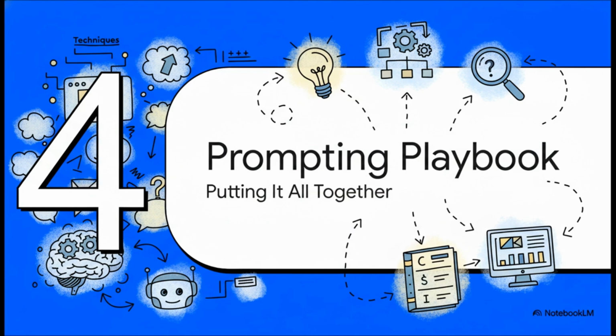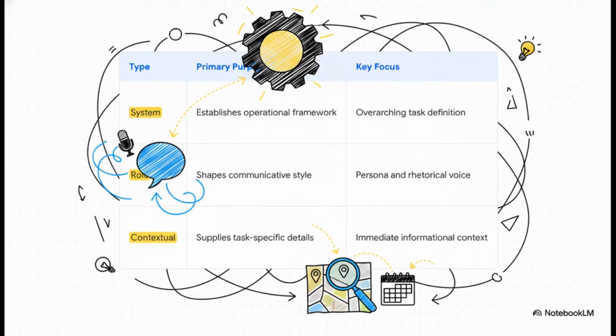Okay, so we've gone through the three core techniques. Now let's put it all together into a simple playbook so you can see how they all stack up and, more importantly, how they work together. So let's break it down one more time. The system prompt sets up the fundamental rules of the game. The role prompt shapes who the AI is, its personality and voice, and the contextual prompt gives it the specific need-to-know info for the job at hand. They're all different, but the real magic happens when you start combining them.